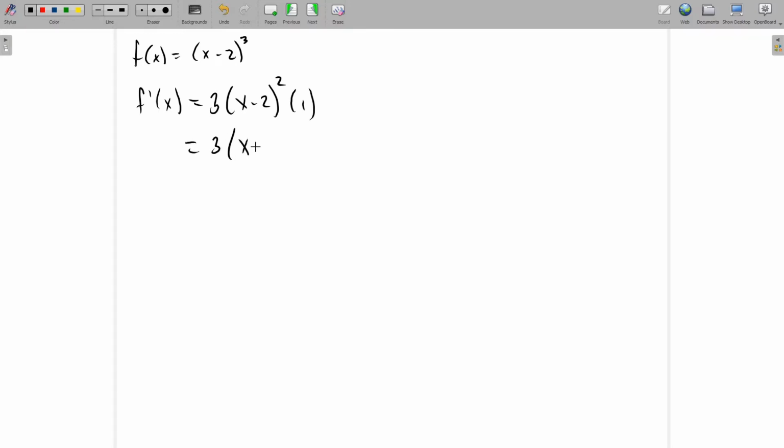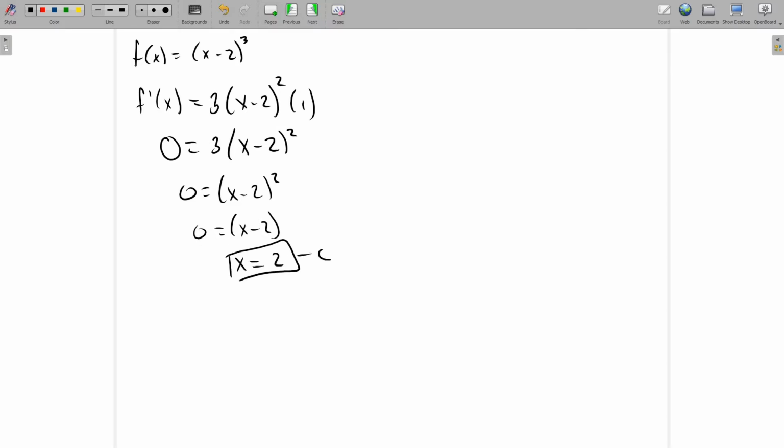So if we simplify real quick, we have 3 times x minus 2 squared, and I want to set this equal to 0 to find those critical numbers. We can divide both sides by 3 to get rid of the coefficient. And if we take the square root to get rid of the squared, we have x minus 2 equals 0. So x equals 2 is our critical number.